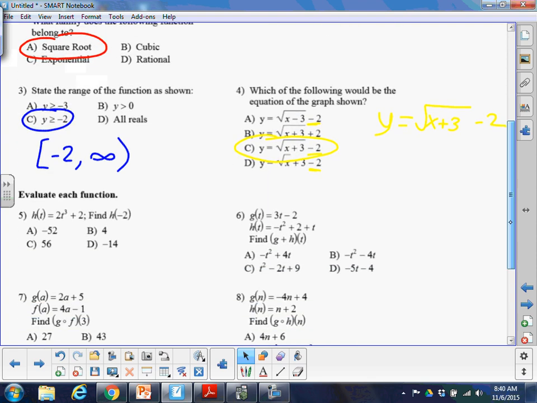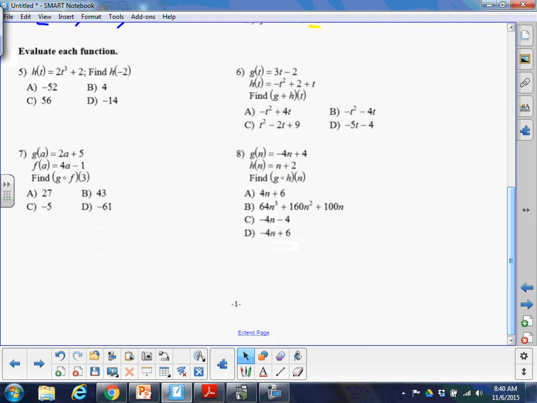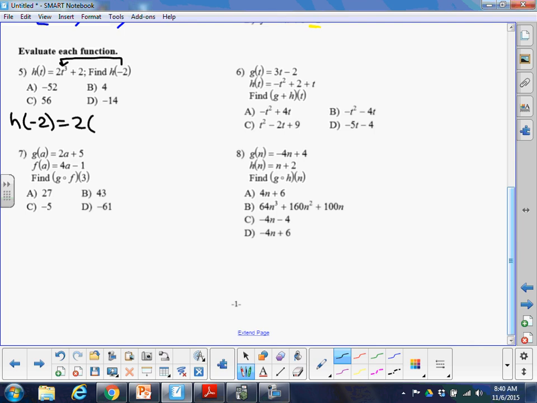All right, moving along, doing some operations on functions. Okay, so we're looking at number 5 here, h of t equals 2t to the third plus 2, and we want to find h of -2. So that means basically that -2 is going to go where the t is. So h of -2 will equal 2 times -2 to the third plus 2. Okay, and then it just becomes an order of operations problem.